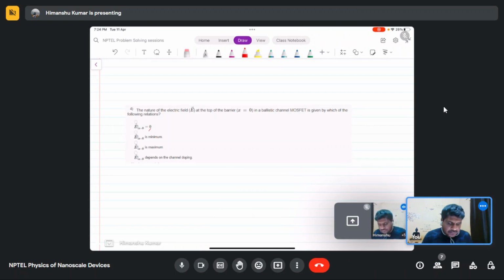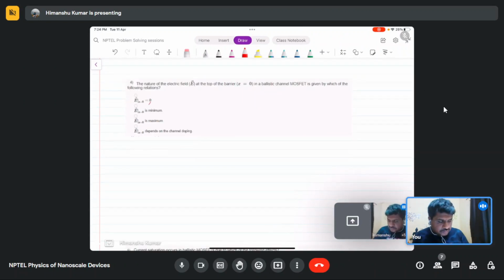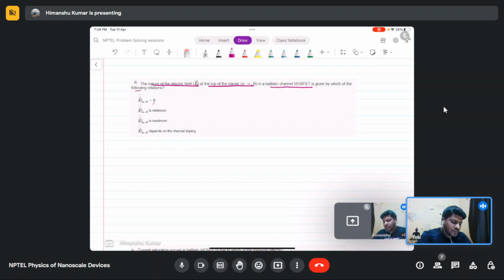Okay, I think if there are no doubts, let's move to the next problem. The nature of the electric field at the top of the barrier, x equals 0, in a ballistic MOSFET is given by which of the following relations? Okay, so the top of the barrier.